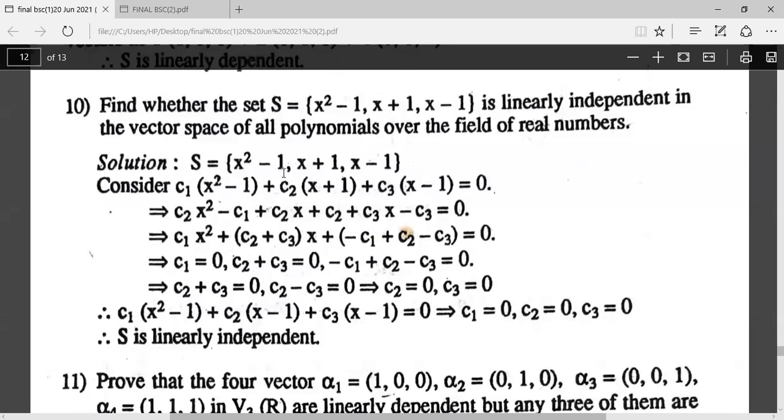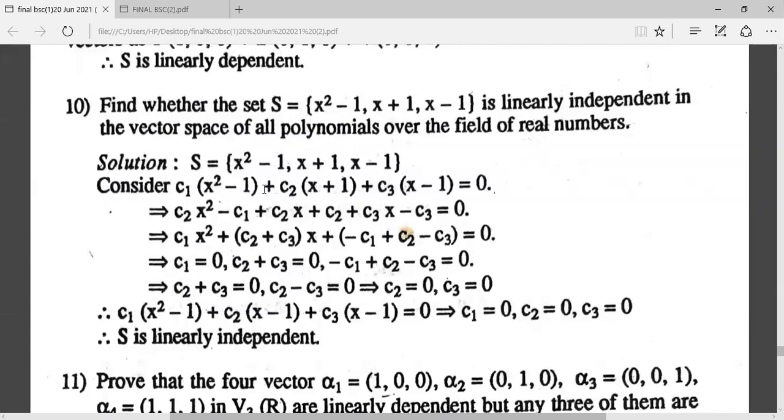Consider the linear combination of those polynomials. Suppose C1, C2, C3 are scalars. Write C1 into x square minus 1 plus C2 into x plus 1 plus C3 into x minus 1 equated to 0 polynomial. 0 polynomial is what? 0 into x square plus 0 into x plus 0. That is 0 polynomial. So if you equate it to 0, and finally if you get C1, C2, C3 equal to 0, then it is linearly independent. If there exists at least one scalar not 0, then it is linearly dependent. So let us check whether it is linearly independent or dependent.